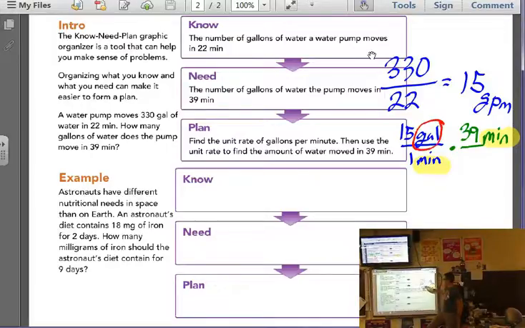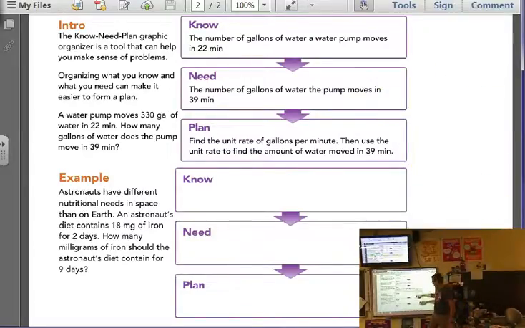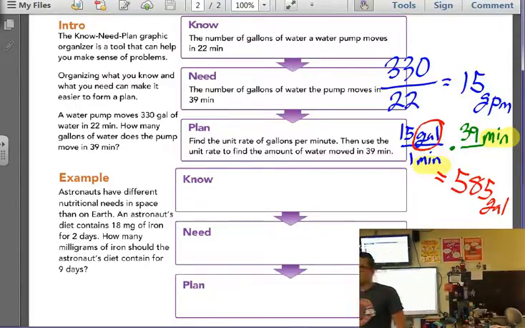So all I need to do is 15 times 39, and I get my answer of, Carolyn? 585. My label would just be gallons. So it wouldn't say per. No, because it's not a rate. My answer is how many gallons did we move.